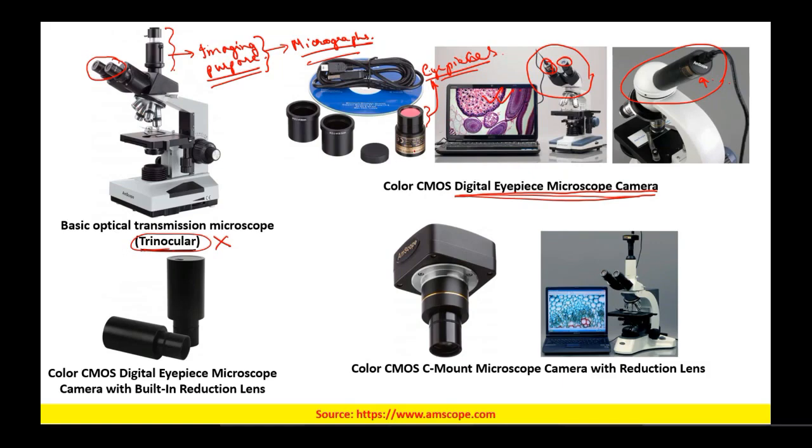However, in general, these digital eyepiece microscope cameras have nearly 40x magnification. So you would say that if I use a 40x objective lens and then this digital eyepiece microscope camera, then my magnification would be 40 times again, so 600 times the magnification would happen.